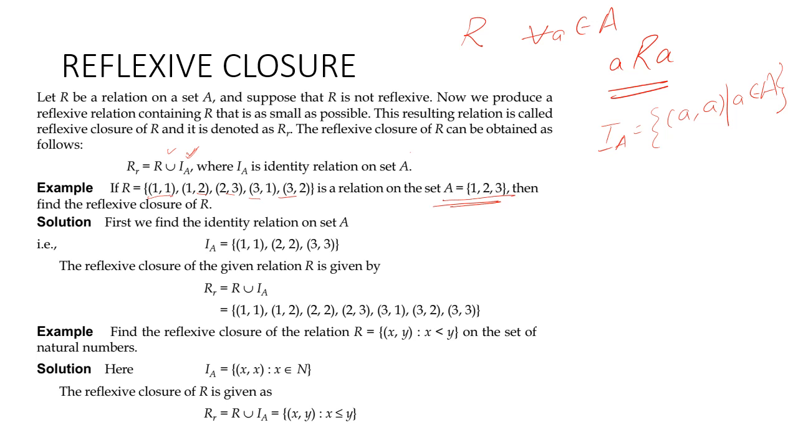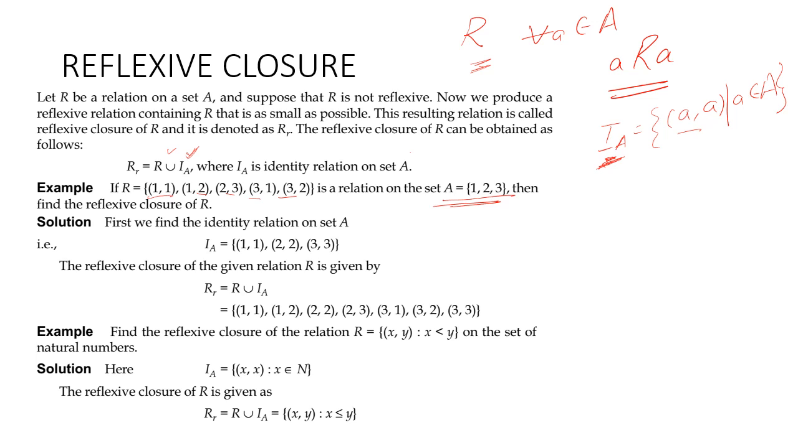So if a relation is not reflexive, what does it mean? It is missing certain (A, A) pairs, and all the (A, A) pairs are present in the identity relation. So if I take the union of the given relation and the identity relation, I will get the relation which will contain this relation and which will now be reflexive in nature. Why? Because all the missing (A, A) pairs will come from the identity relation. So let's see an example over here.